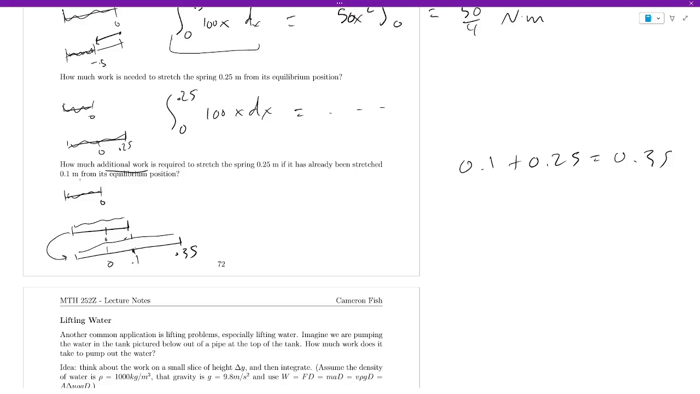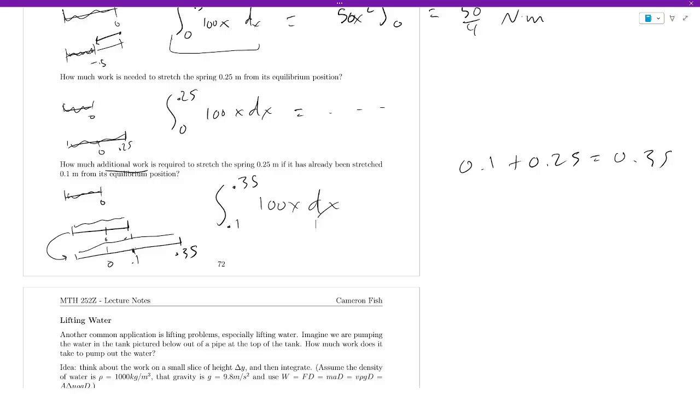As long as you figure out that that's what they're talking about, the math is really easy. You just, again, go from the start to the end. So at the start of my journey, I'm already at 0.1, and then I go up to 0.35. And I plug in my force. And that's it.